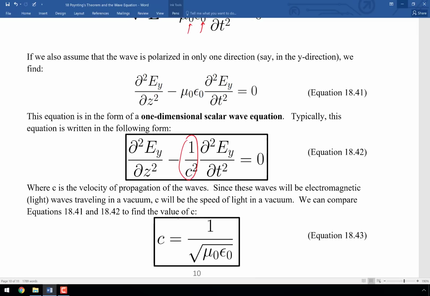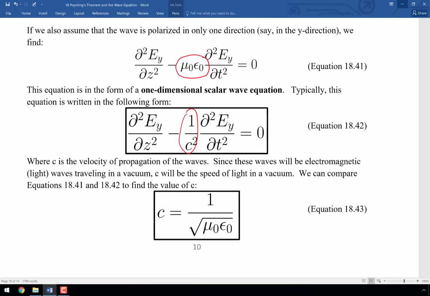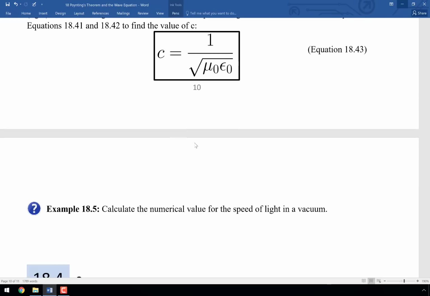And if I compare the mu sub 0 epsilon 0 to the 1 over c squared, I can then derive that c is 1 over the square root of mu sub 0 epsilon 0. And I'm going to guess that most of you probably have that value off the top of your head, 3 times 10 to the 8th meters per second. So let's verify that this is correct.